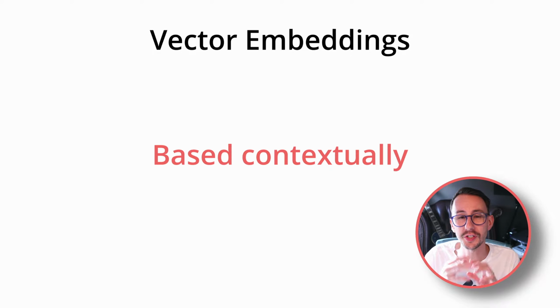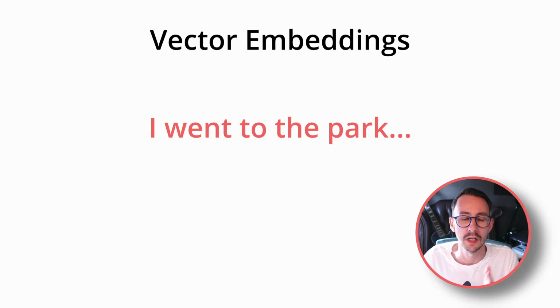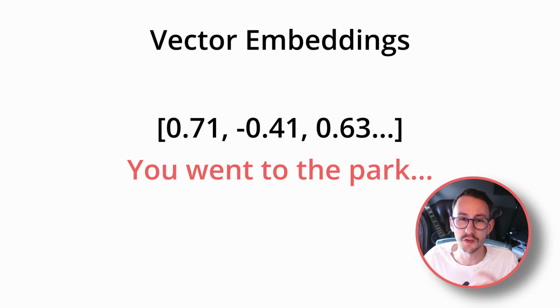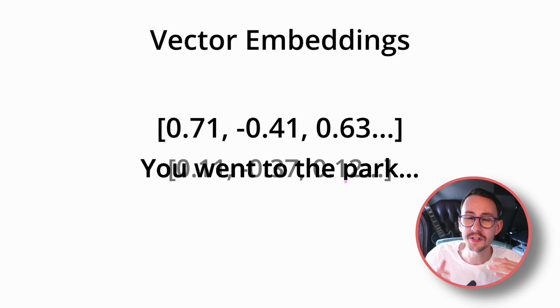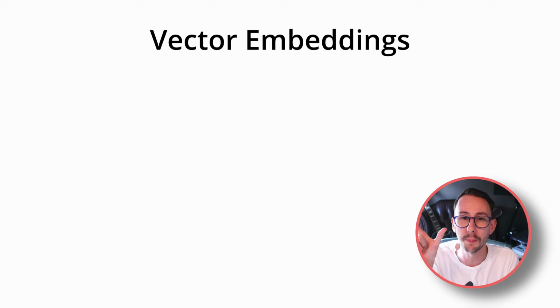It's based contextually. So let's say you put the sentence, I went to the park, and then you put the next sentence, you went to the park. Well, those embedding numbers would look really different. You would struggle to understand as a human that the word park even exists in there because it will take the context around it and will basically do these embedding scores for you.